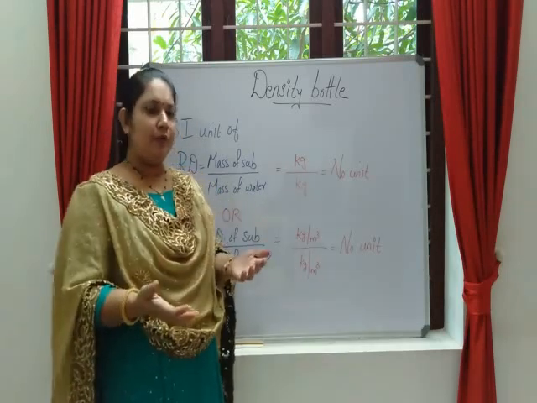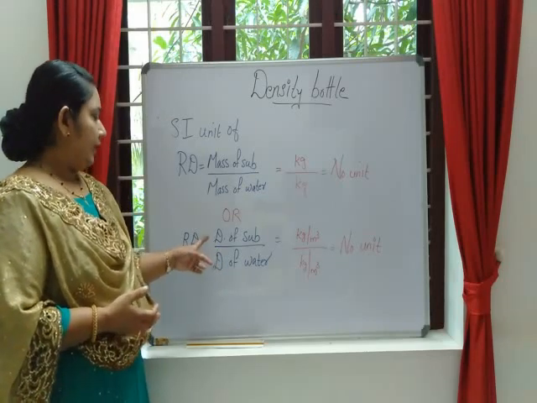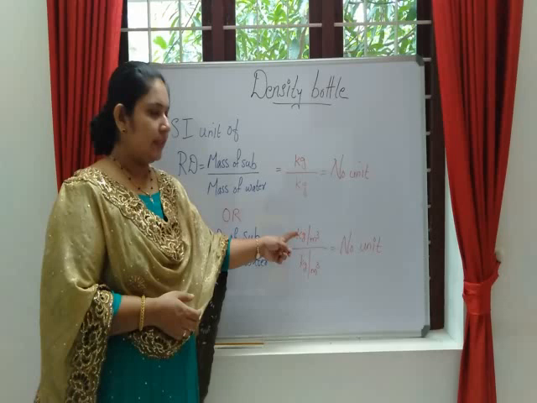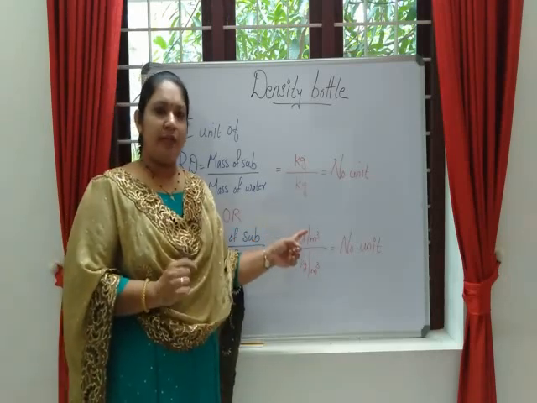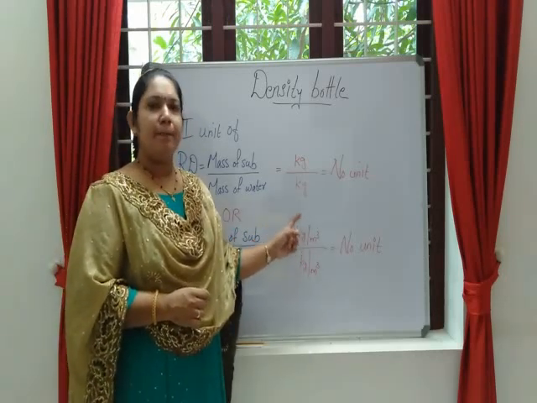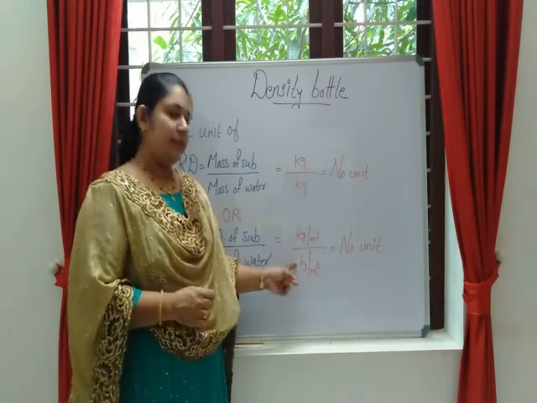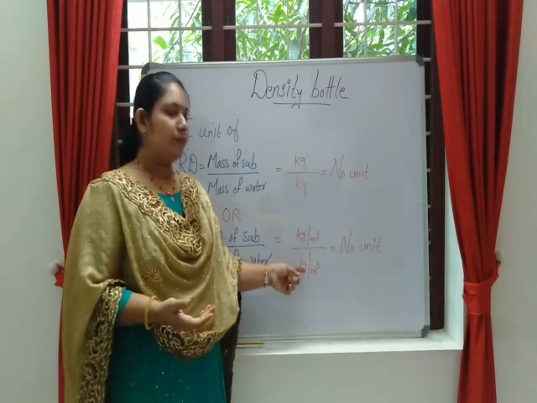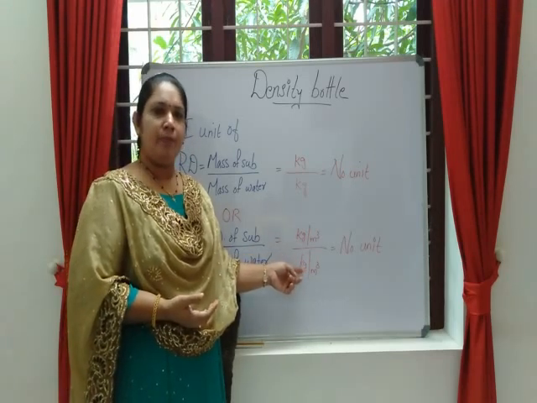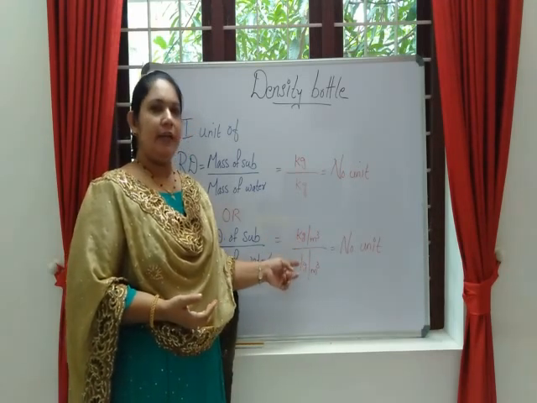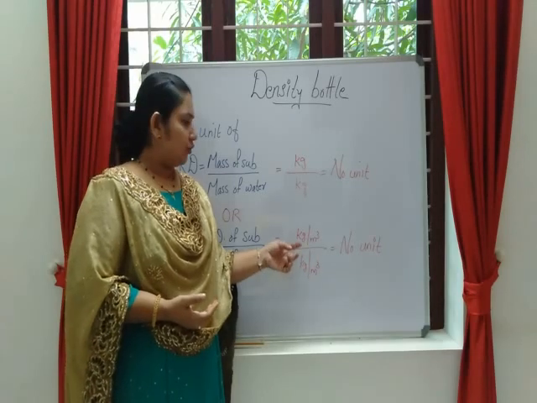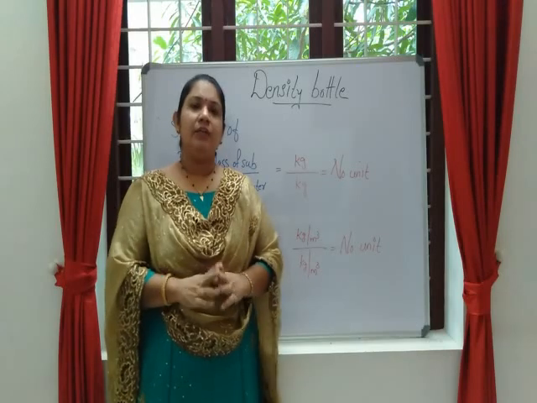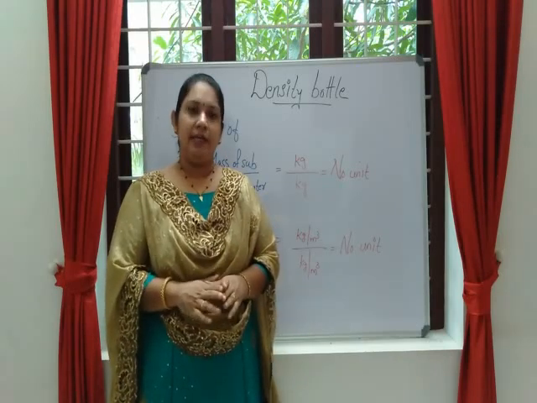We can prove it using the second formula also, density of a substance by density of water. The SI unit for density is kilogram per meter cube. And the density of water is also kilogram per meter cube. So both numerator and denominator are the same, so it will get cancelled and we will get no unit. So finally we conclude there is no unit for relative density.